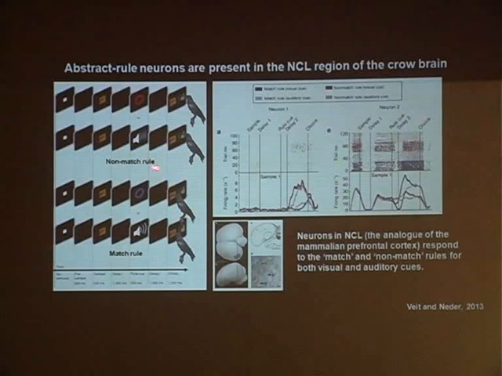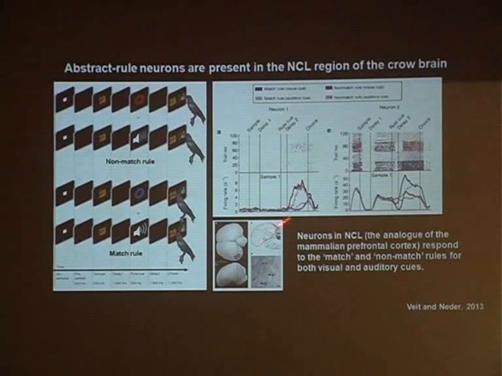So what was done was these birds were placed in front of a touchscreen, and they were given images which were either matched or non-matched, or tones which were matched or non-matched, and they had to press a red dot if it was a non-match rule, or a dot if the images or tones were matched. The scientists performed electrophysiology and recorded from the NCL neurons.